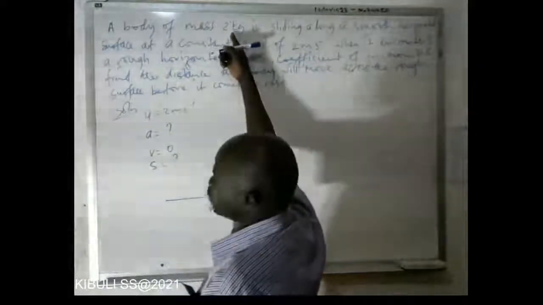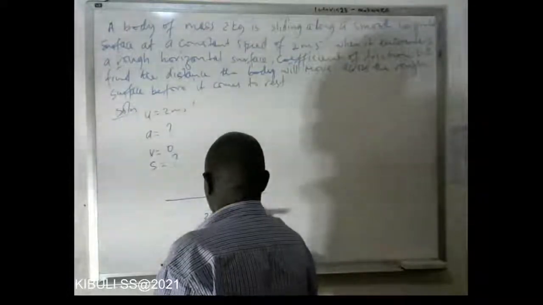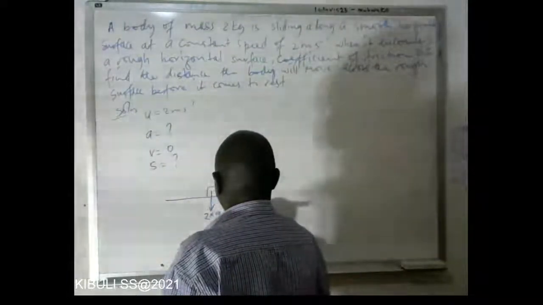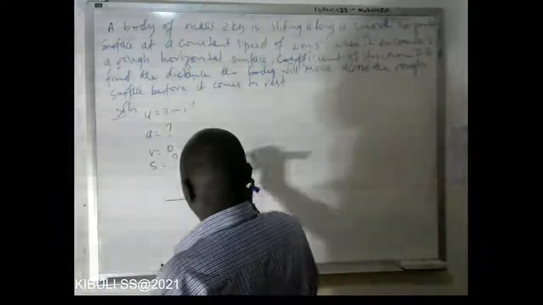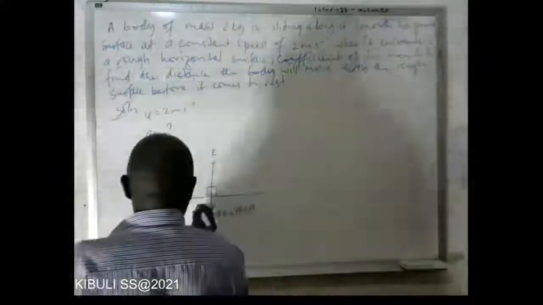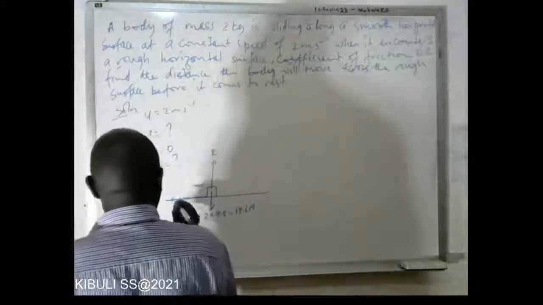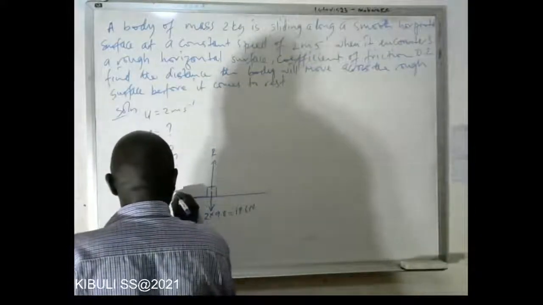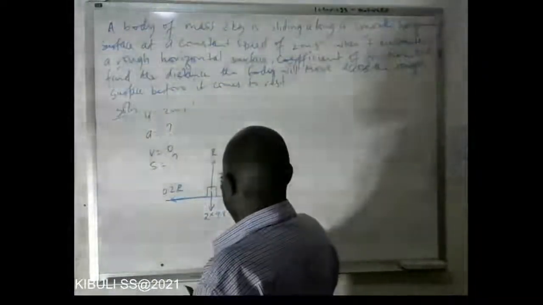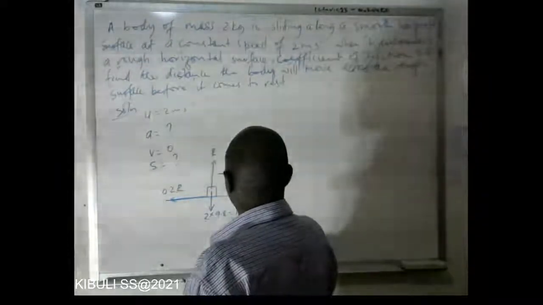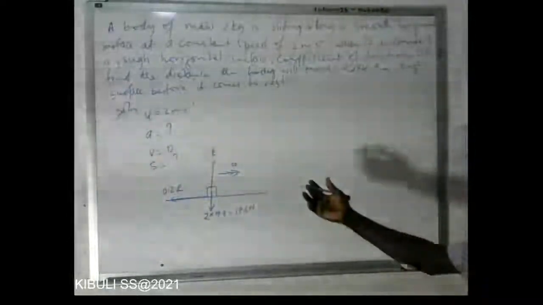So since the mass of the body is 2 kilograms, the weight is 2 times 9.8, which is 19.6 newtons. The normal reaction is going to be R. Now the friction is maximum in this case. So our maximum friction is given by the coefficient of friction times the normal reaction. So this body is moving in this direction with acceleration A. The question is asking us to find the acceleration.